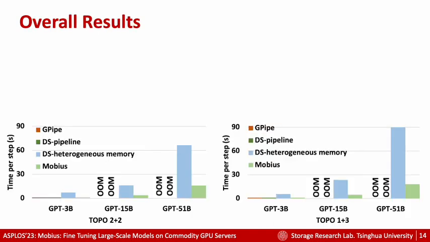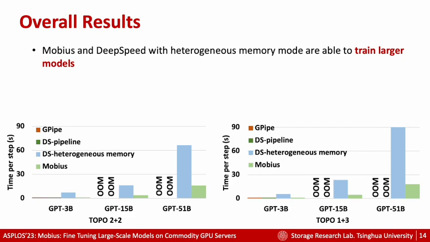We evaluate one-step training time on models with different scales. We compare the performance of Mobius with that of GPipe, DeepSpeed with pipeline mode, and DeepSpeed with heterogeneous memory mode. GPipe and DeepSpeed with pipeline mode only leverage GPU memory. Therefore, they run out of memory when training models with larger scale. Mobius and DeepSpeed with heterogeneous memory mode leverage DRAM and GPU memory, enabling training larger models.